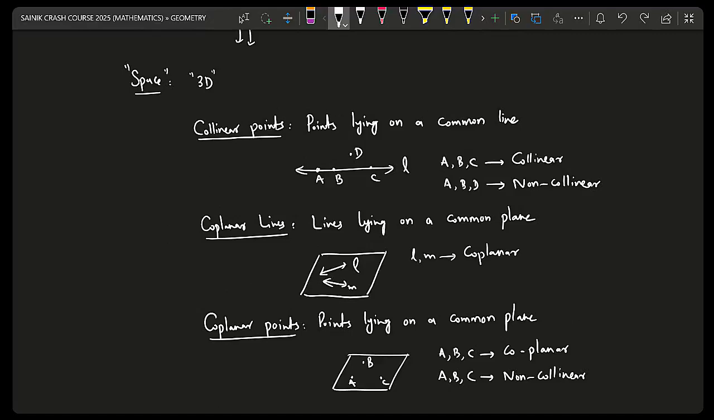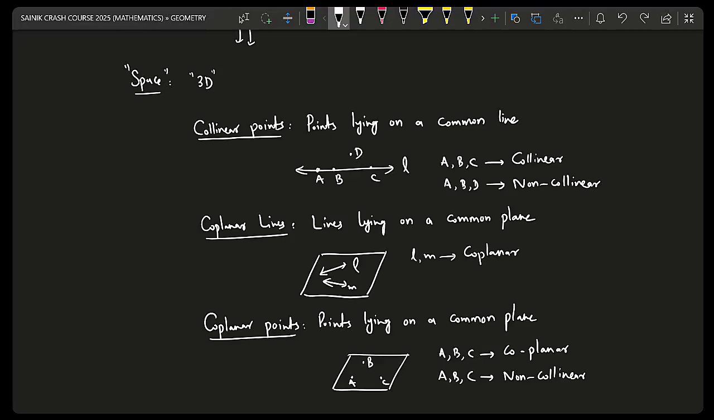Manaswini, any doubts? Sir, in collinear points and collinear lines, ABC is coplanar and ABC is non-collinear. What is it, sir? I didn't understand. Coplanar means lying on the same plane. Okay, now you check the last figure. Are the 3 points ABC lying on the same plane or not? Yes, sir, that's why they are coplanar.